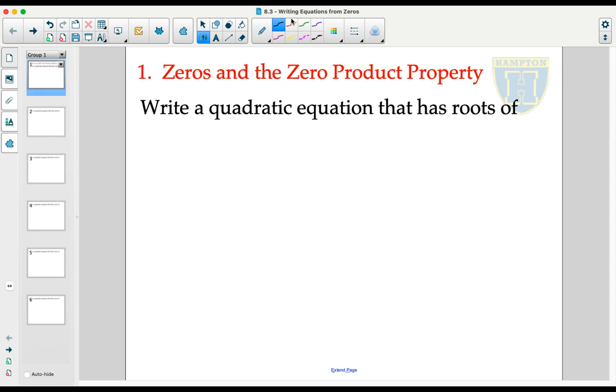If you know the roots of a quadratic equation, you can use those roots plus our understanding of the zero product property to create a quadratic equation to match those particular roots. So we're going to go through a few examples of the different kinds of roots that we might run into, and then how we can use those roots to effectively and efficiently write a quadratic equation that matches them.